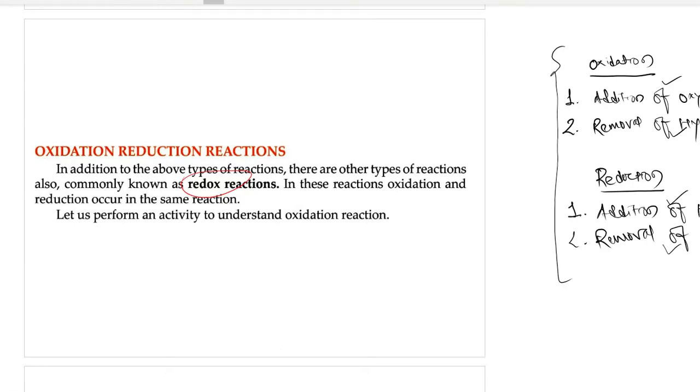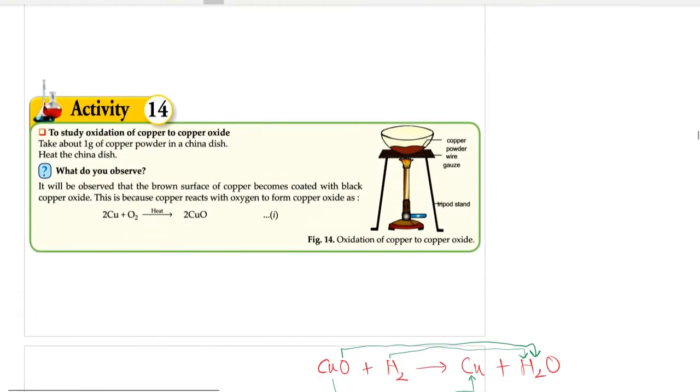Yes, you are right. You heard me right. Both are happening. Both oxidation and reduction occur together. So oxidation and reduction do not occur separately. They both occur together always. So that's why oxidation and reduction reactions are also known as redox reactions, because they both occur simultaneously in one equation.